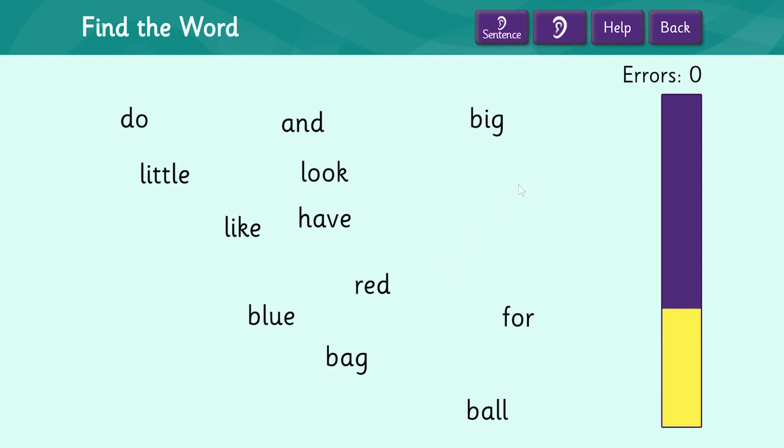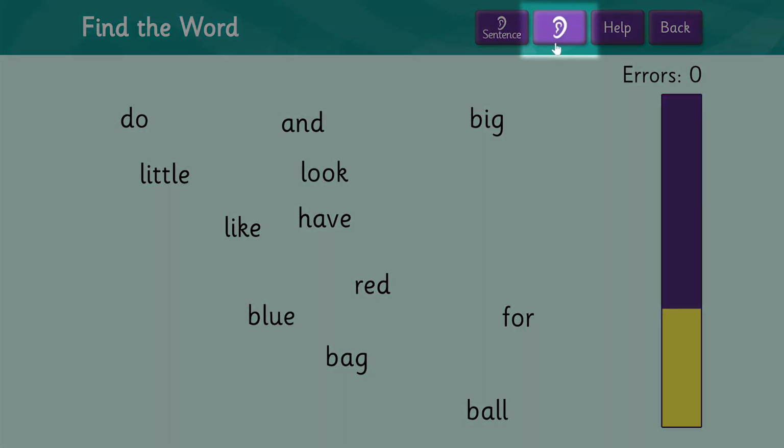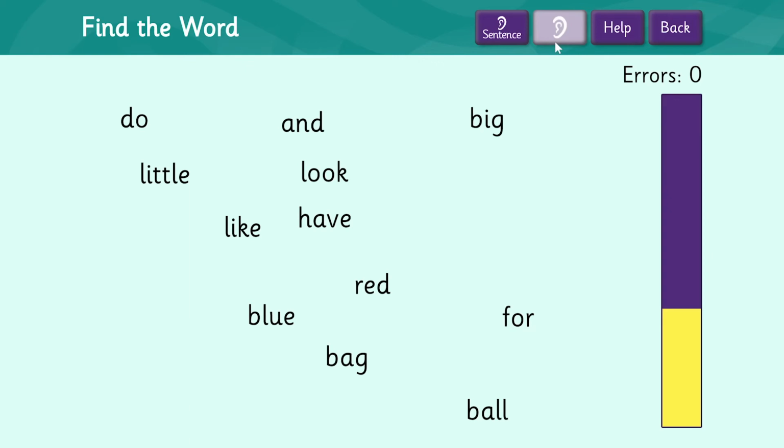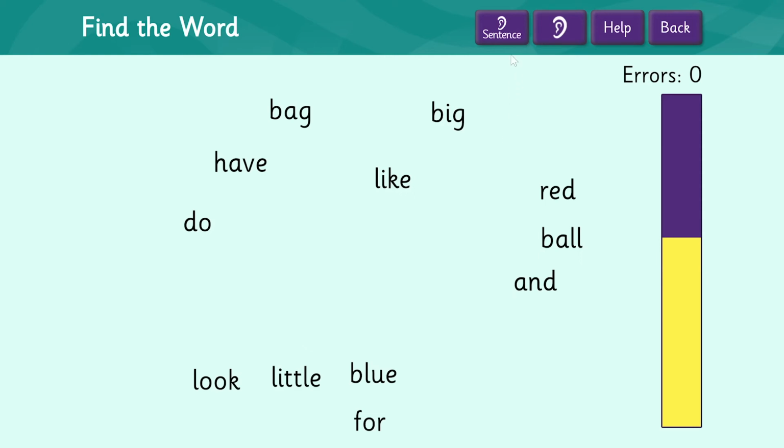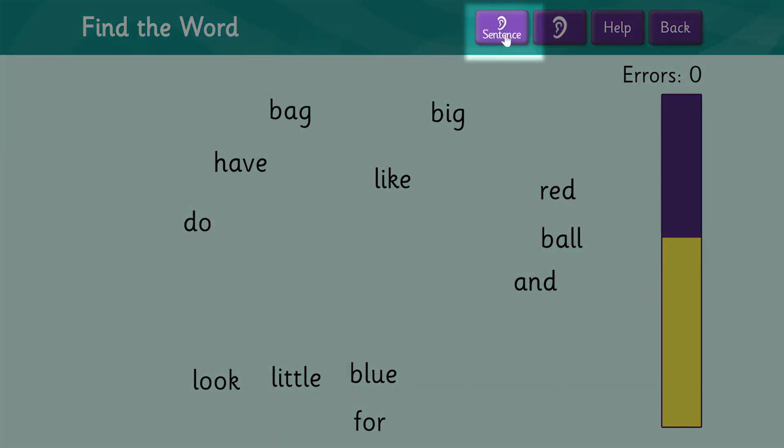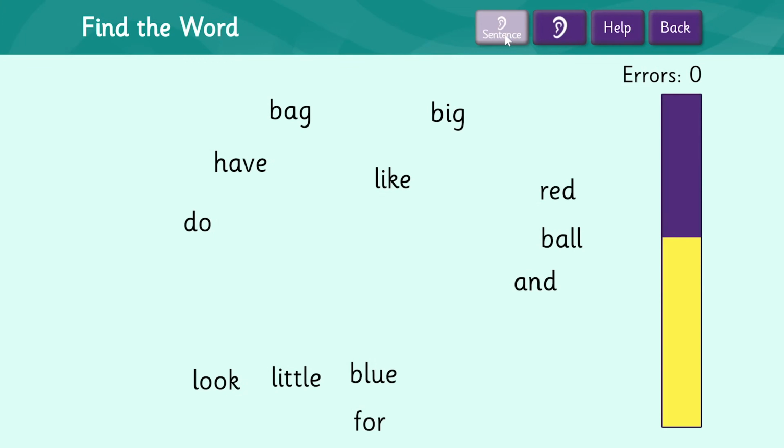Little. The student can click on the ear icon to hear the word again. Little. Do. Or they can click on the sentence icon to hear the full sentence. I do not have a dog.